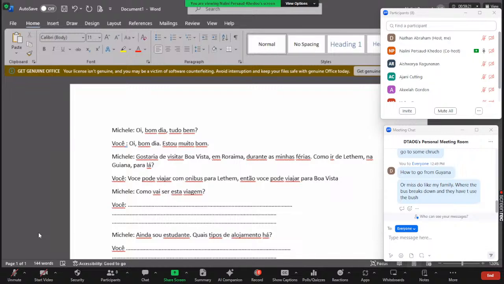But you have to cross a bridge, you see? Is there a name for the bridge? All right, so then you can say, so then you can travel to Boa Vista. I'm trying to structure this in a way that it would be easy for you to use familiar words then.